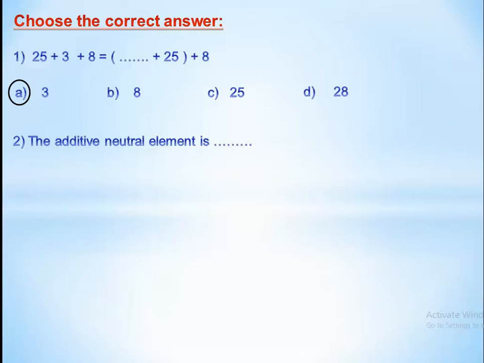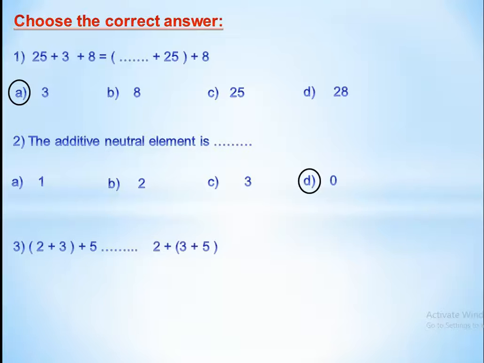The additive natural element, or the additive identity element, is a number which never changes addition. It equals 0. So the additive natural element is 0. Who knows the multiplicative natural element, or the multiplicative identity element? Yes, very good, it is 1.